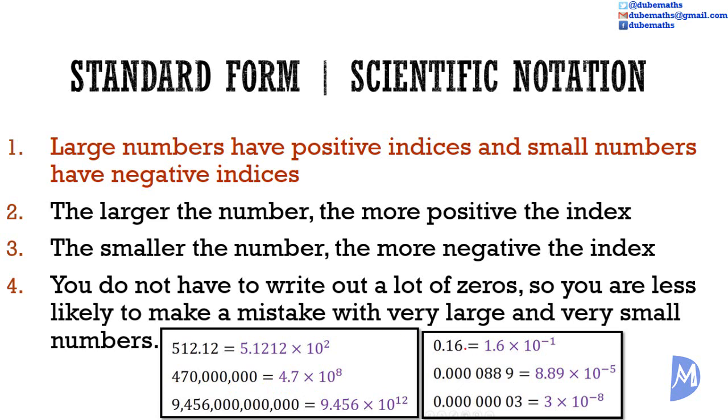What about negative numbers? I didn't introduce those before. 1.6 by 10 to the negative 1 is the same as 1.6 divided by 10 to the positive 1 power. So we move the decimal point 1 space to the left. And 8.89 by 10 to the negative 5 is the same as 8.89 divided by 10 to the 5th power. So we move the decimal point 1, 2, 3, 4, 5 spaces to the left.